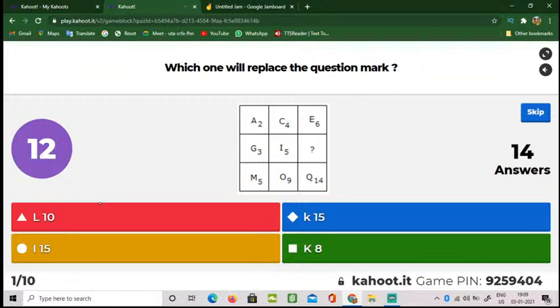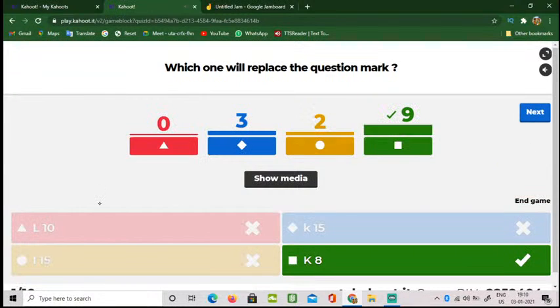Come on, guys, do not give up, okay? You're still left with 10 more seconds. I think I have to get two more answers. Okay, from 14 answers, 9 are correct and 5 are wrong. No problem, you can try in the next one.